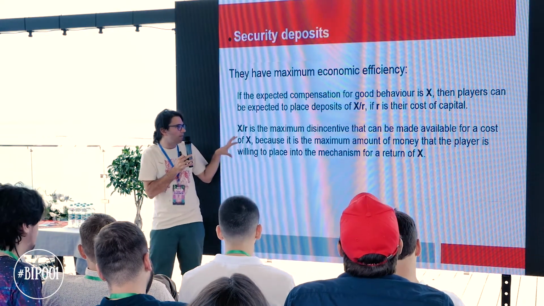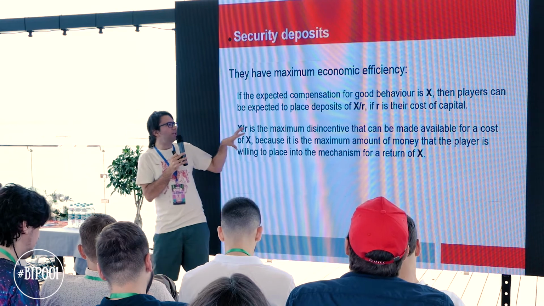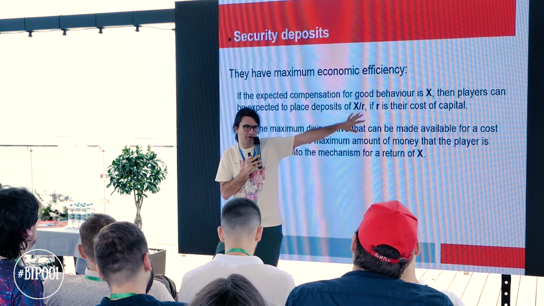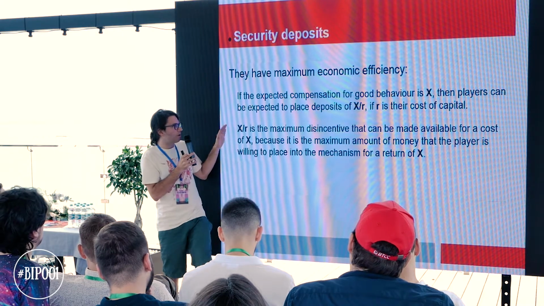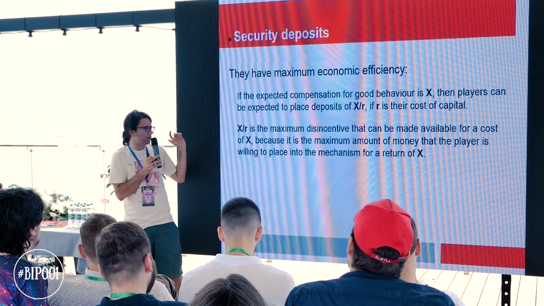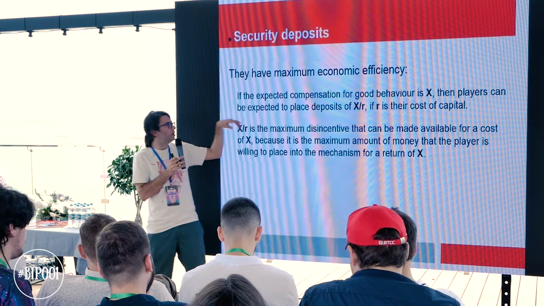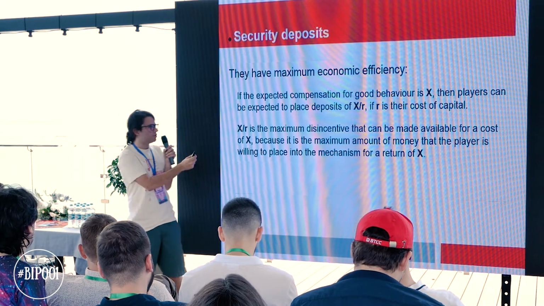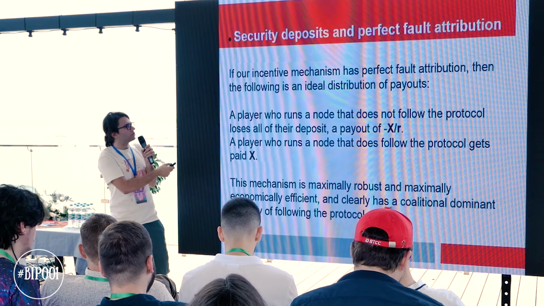So they wouldn't be willing to place more than X over R, because they would rather use their capital somewhere else if R is their cost of capital. And so if you're going to pay them X, the biggest disincentive that you could possibly get is X over R. Security deposits are kind of it. And this is just assuming that there is nothing like reputation.